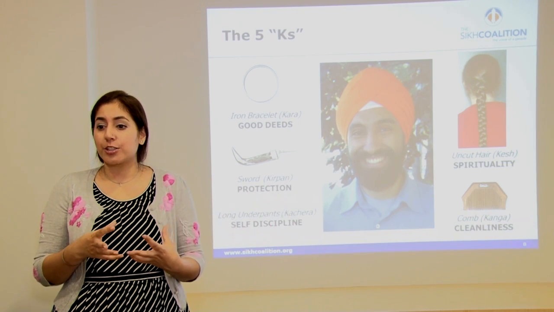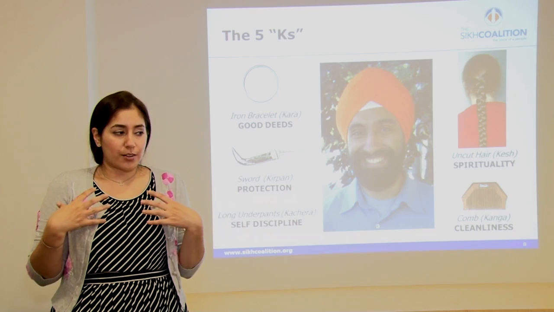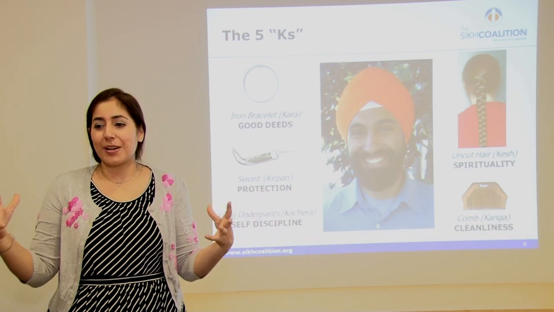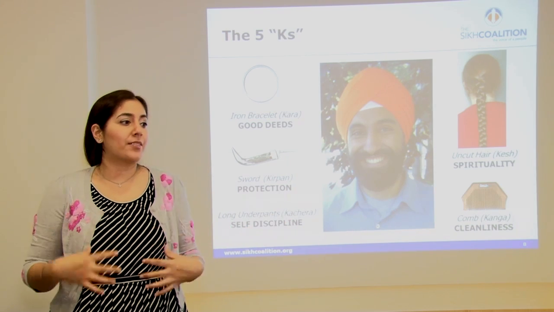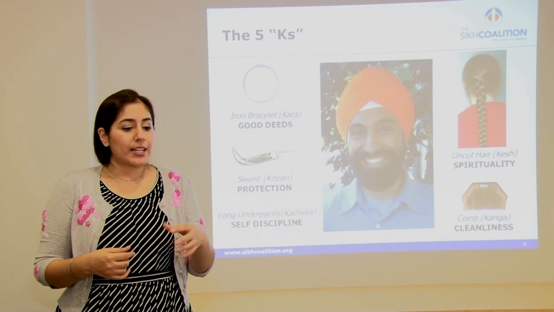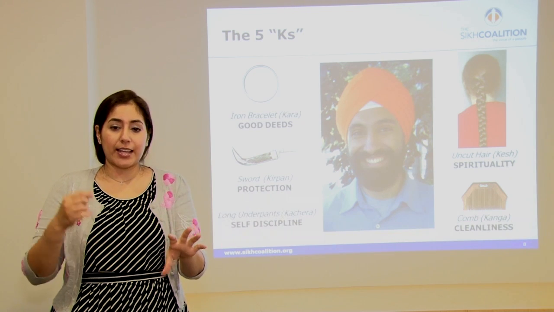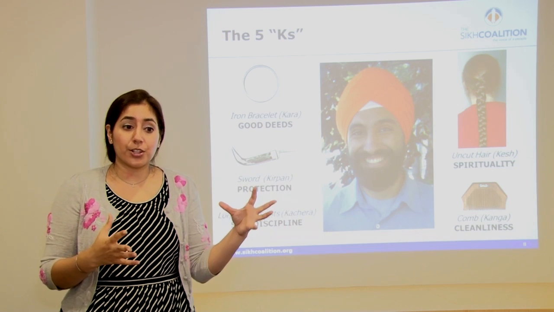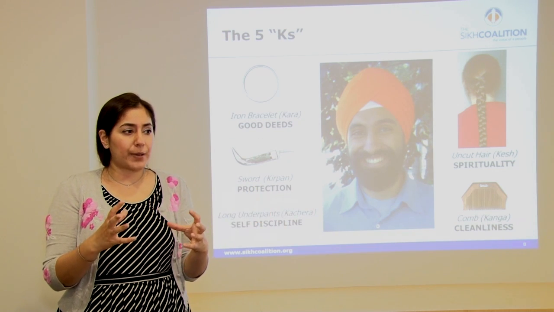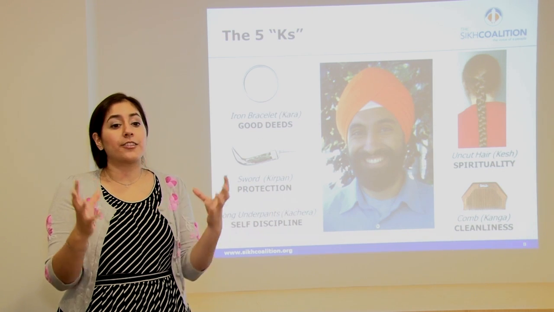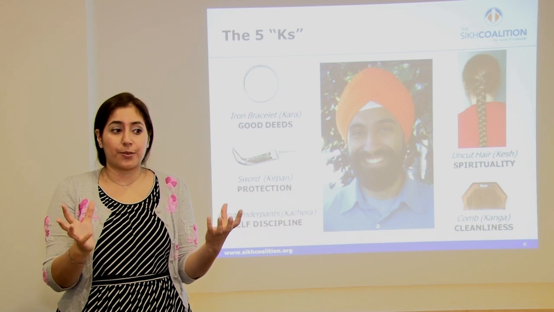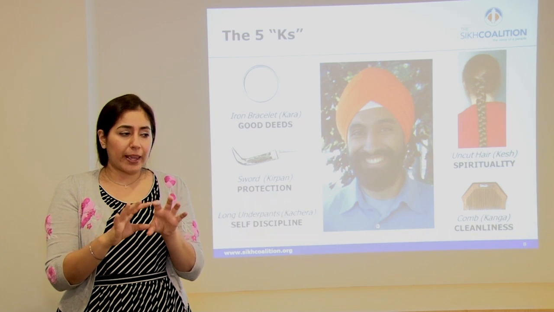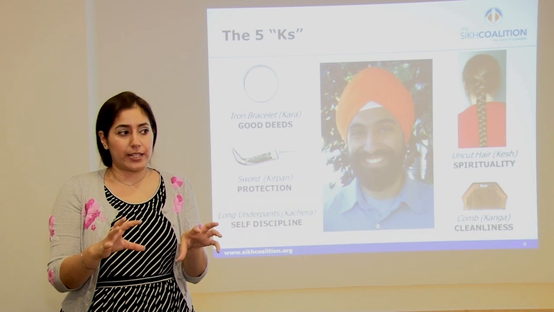Everything that we've learned so far today. This is a sort of neon sign to everybody around you that this is who I am and this is what I stand for. Now, out of these 5 Ks, keeping the hair long, the gesh, and covering it with a turban is probably the aspect that is the most identifiable when you see a Sikh person for the very first time. So let's expand a little bit more on what the turban is.